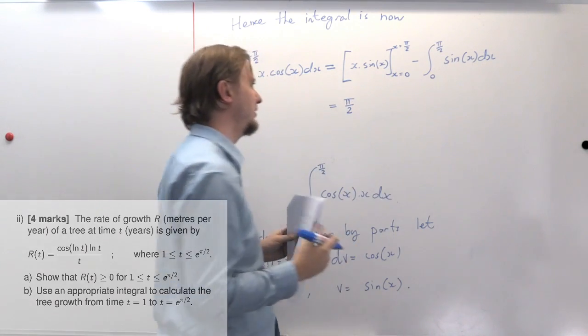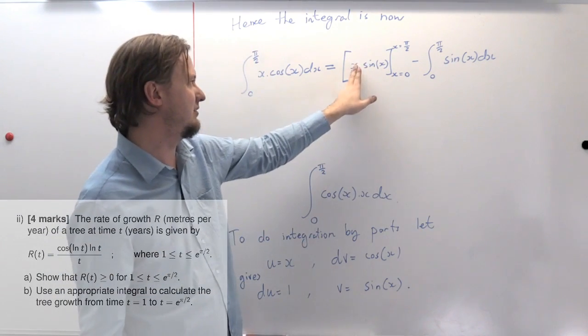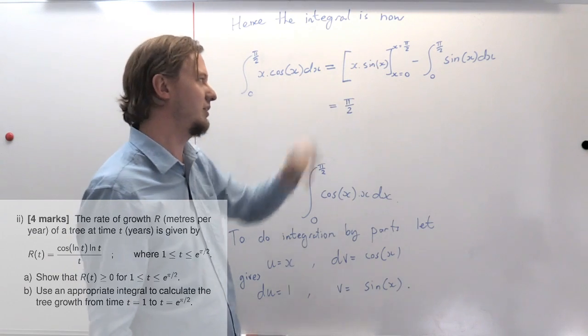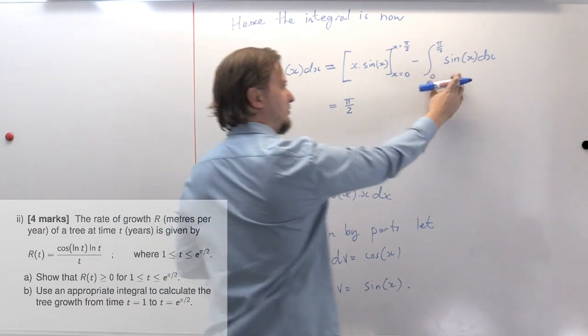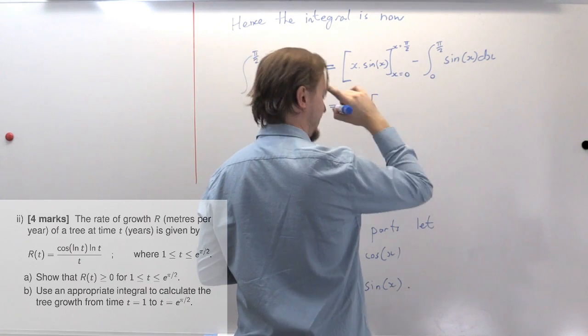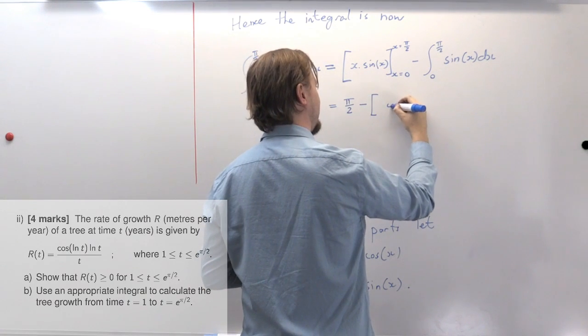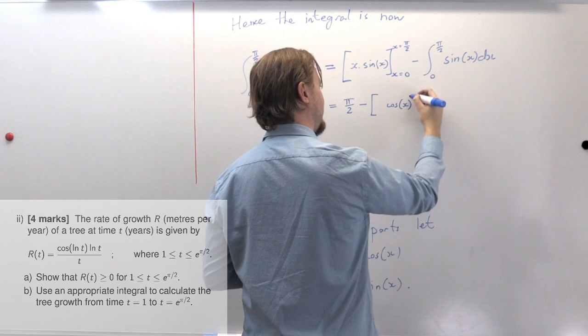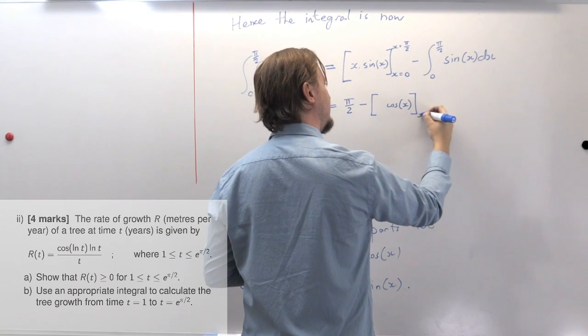Just pi on 2 times 1. The lower limit is 0 times also 0, so nothing. And this integral is not too hard to do. It's minus the integral. And I do need to be careful here because I commonly make a mistake integrating trig functions.